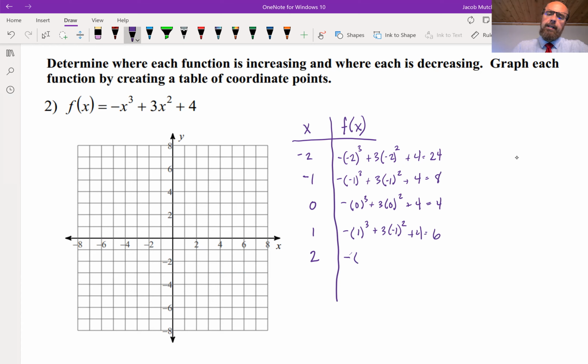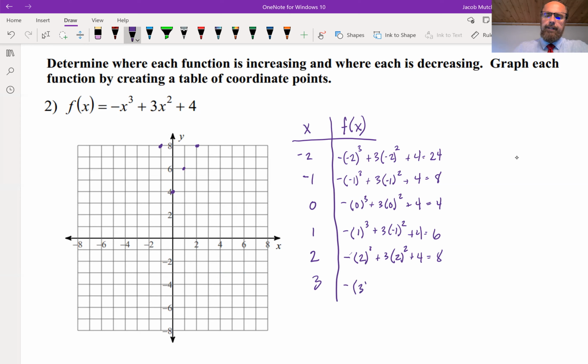And then lastly, plugging in +2, so that first term will be -8, plus 3 times 2 squared. This is going to be 12. Total of 4 plus 4 there is going to be 8. So let's go ahead and graph. We can't do a whole lot with -2, 24, but we can start graphing with -1, 8, 0, 4, 1, 6, 2, 8. And let's go ahead and calculate for 3 as well.